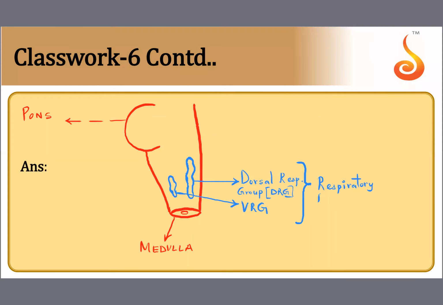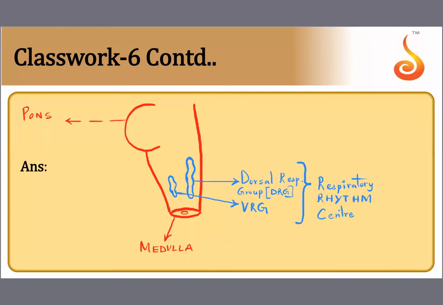rhythm center. So these two populations of neurons located in your medulla oblongata, one is called the dorsal respiratory group and one is called the ventral respiratory group. Together we call it the respiratory rhythm, what did I call it? Center, sorry. Respiratory rhythm center we call it.